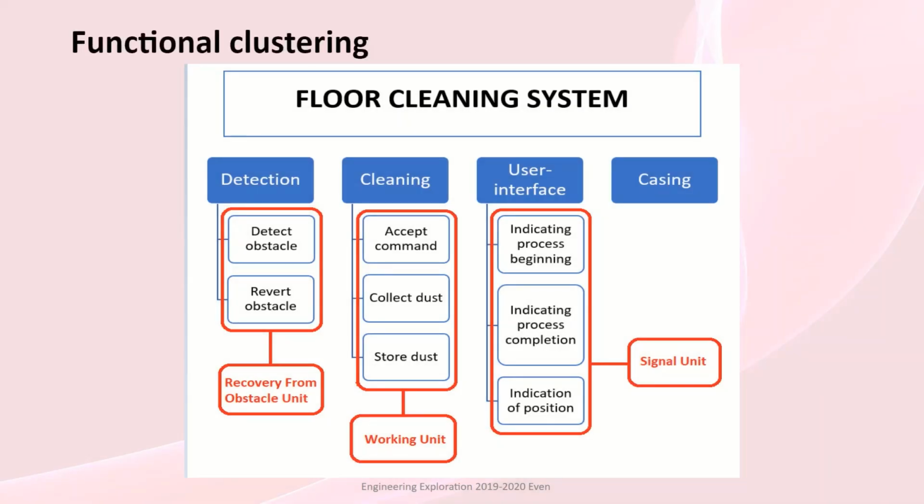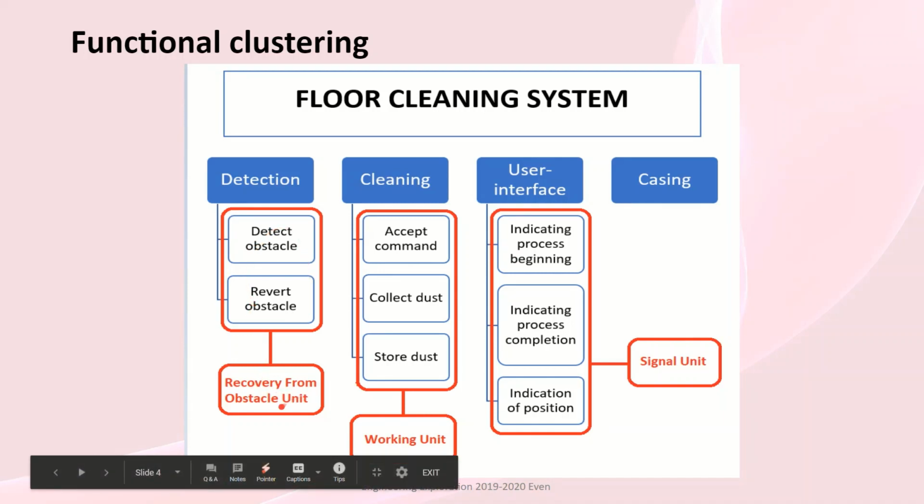After seeing the function tree, we then cluster it according to the units. Detect obstacle and revert obstacle are clustered and put into the recovery from obstacle unit. Accept command, collect dust, and store dust are clustered and put into the working unit. Indicating process beginning, indicating process completion, and indication of position are clustered and put into the signal unit. Casing itself is a function.